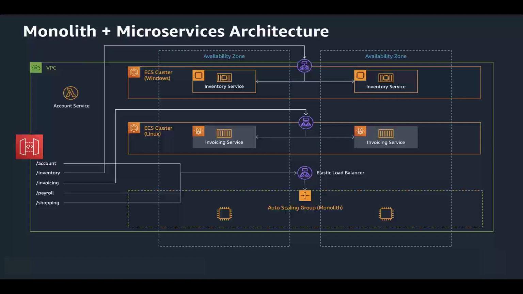Finally, we'll add the account microservice to the architecture. This microservice is using Lambda, so we don't have any infrastructure to manage. We will update the API gateway to point to the account microservice instead of the monolith.